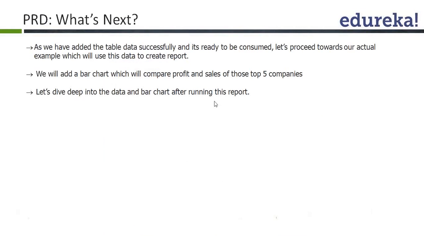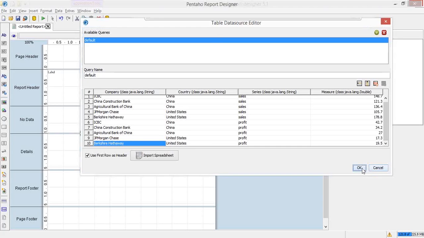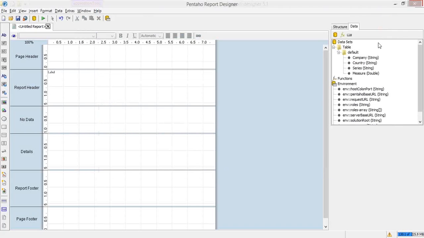Now you will click on OK and we will add a bar chart and define the series. So configure the bar chart in such a way that we can have 2 bars, one for sales and one for profit. So click on OK. So we are done with configuring the data part from the workflow. Now we will add the bar chart.